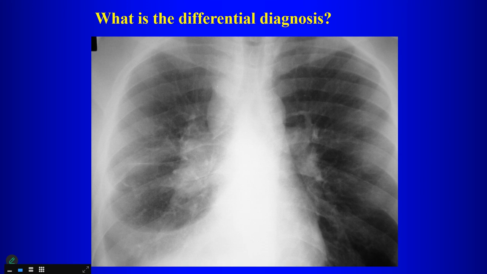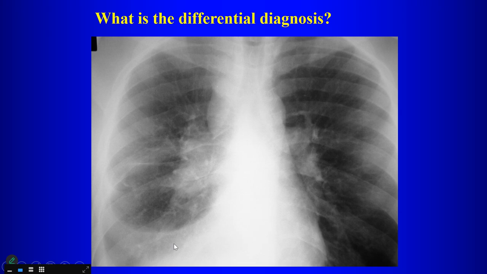It's not bilateral mediastinal lymphadenopathy. For the most part, it's only on the right. What about this guy over here? What's this? Pleural effusion. Are pleural effusions associated with sarcoid? No. So that is not your typical appearance for sarcoid.